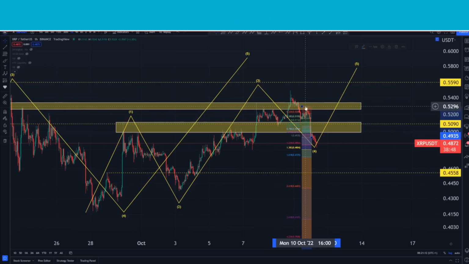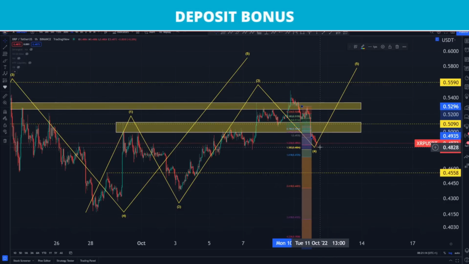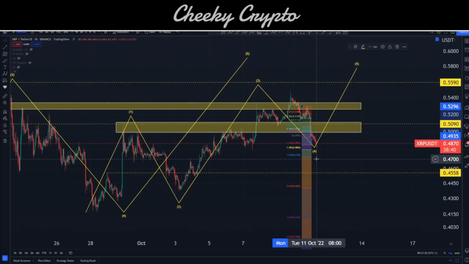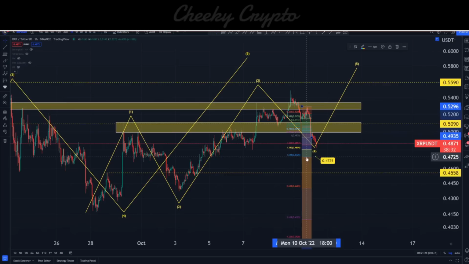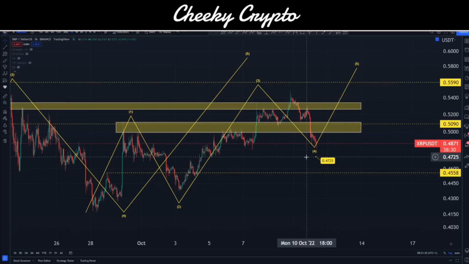Okay, we pull this down and you can see that we're coming down past the 1.236, heading to the 1.382. As long as we avoid going down to 47.25 cents, and I'll just quickly mark that right here, as long as we can avoid going as low as that, then we can avoid an invalidation of this structure. So we'll keep a close eye on that.